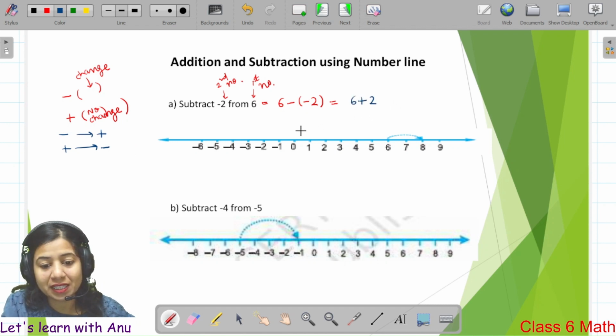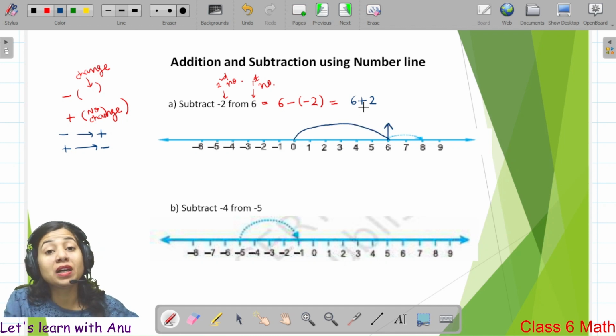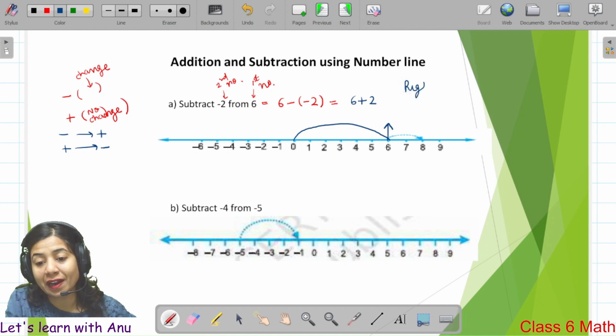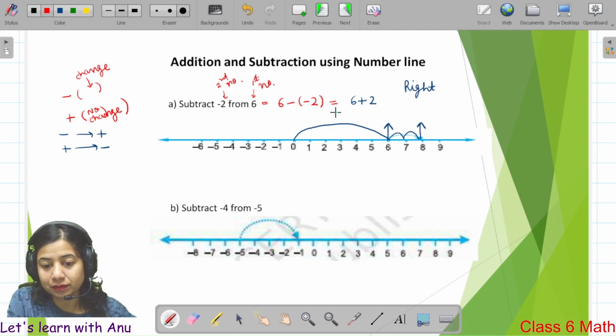Now the first number is 6. Let's jump from 0 directly to 6. This is the first number. Plus 2 means we're going to move in the right direction, 2 steps. So it's 1 and 2. So the answer comes out to be 8.